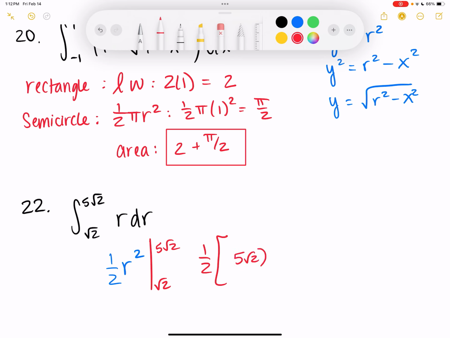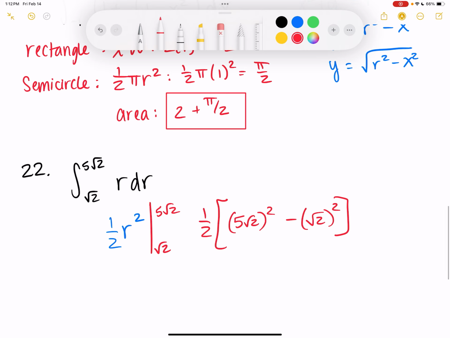So we've got 1/2 times 5 root 2 squared minus root 2 squared. So this is 1/2 times 25 times 2 is 50 minus 2. So that's 48 divided by 2, which is 24.